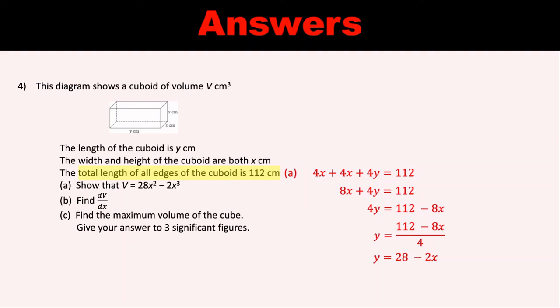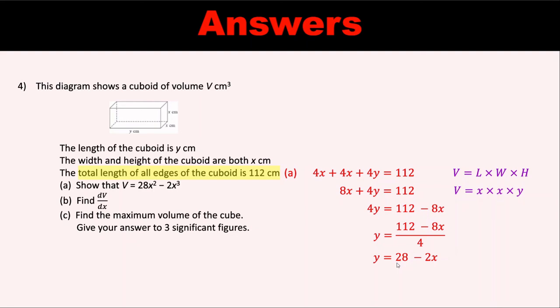Now you might be wondering why I rearranged that. Look at the formula for the volume that we need to write. That volume has no y's in it, just x's. So when I work out the volume of this cuboid and I do length times width times height, which is x times x times y, I don't want any y's in this formula. So I'll replace that y with this expression in x that I've just worked out from the given information.